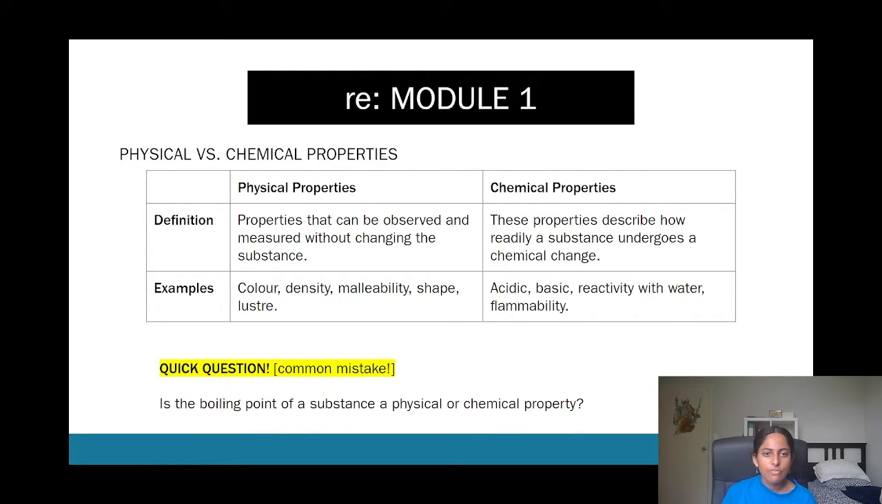In terms of physical and chemical properties between different compounds, physical properties are when you can have a change, but it won't affect the chemical formula or composition of the substance. Chemical properties are when there's a change that can't really be reversed, and it changes the substance overall in terms of its chemical formula. Physical properties include color, density, luster, or shape. Chemical properties can include whether it's acidic, basic, or neutral, and how it reacts with another substance like water.